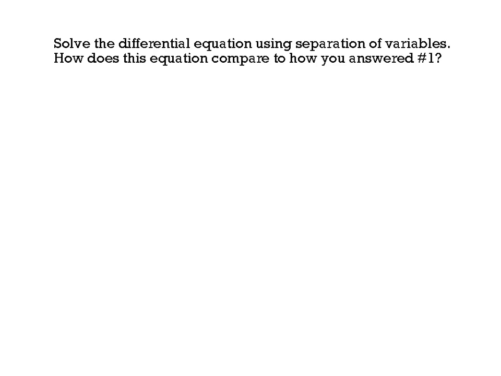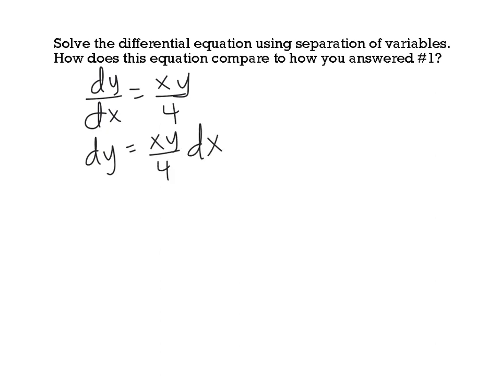So we started with dy/dx equals xy over 4. And then we need to separate. So we're going to multiply both sides by dx. So we get dy equals xy over 4 times dx. Then we want just x and dx over on the right. So since we're multiplying by y there, we want to divide by y. So we should end up with 1 over y dy equals 1/4 x dx. All right, so now we've separated.